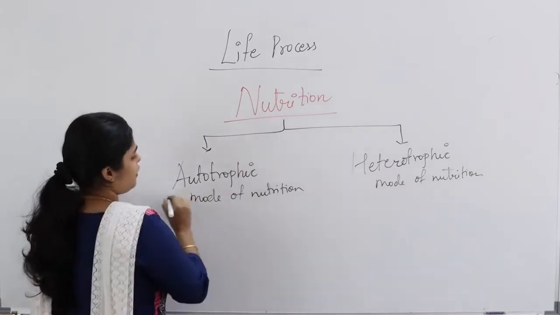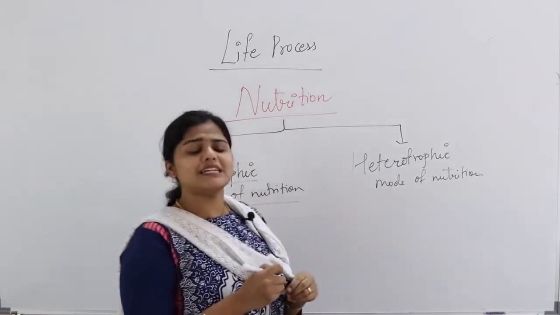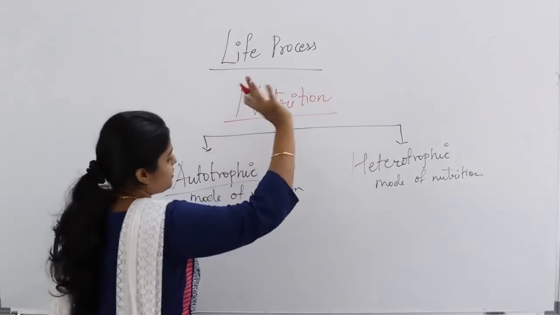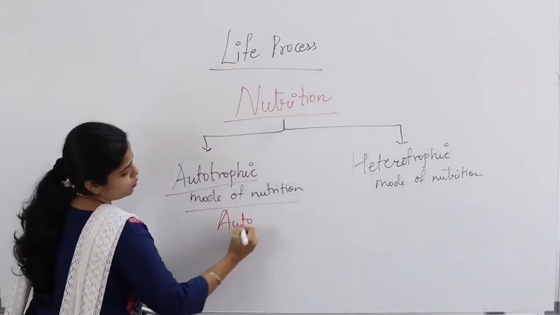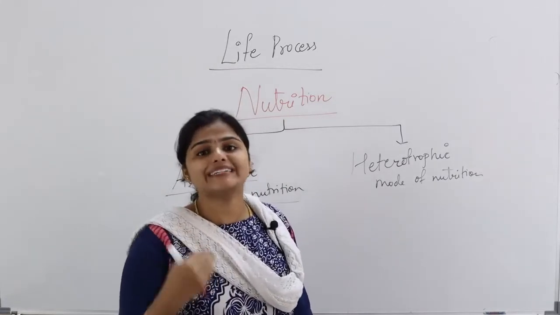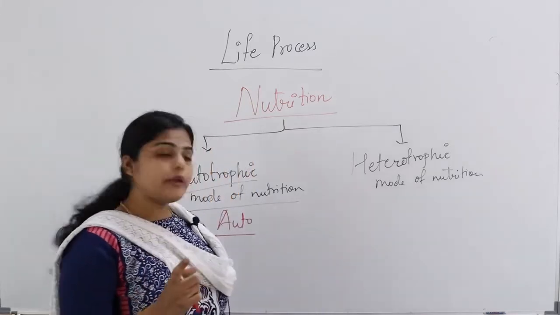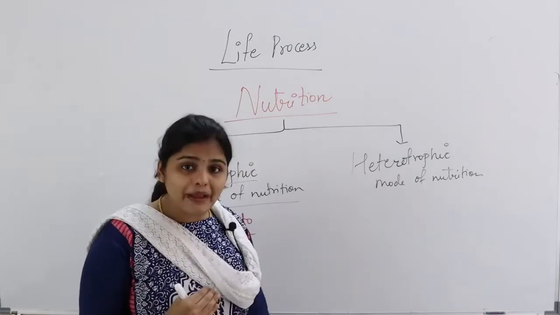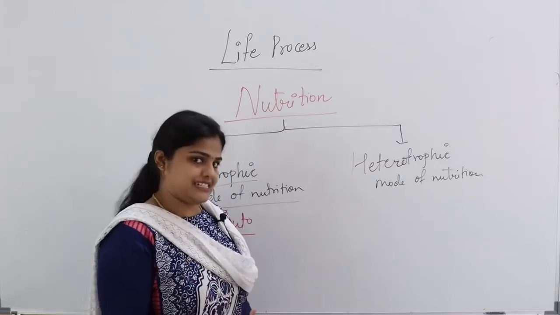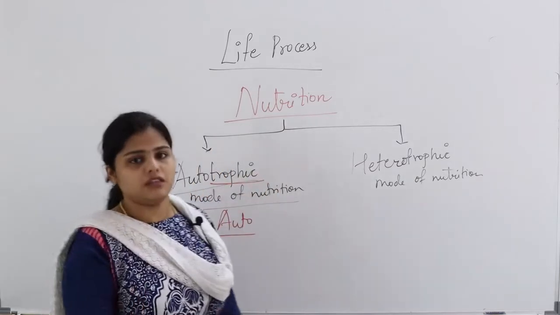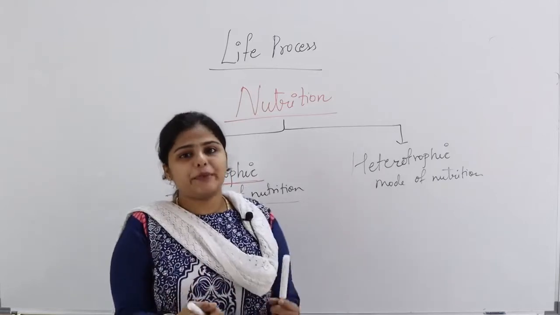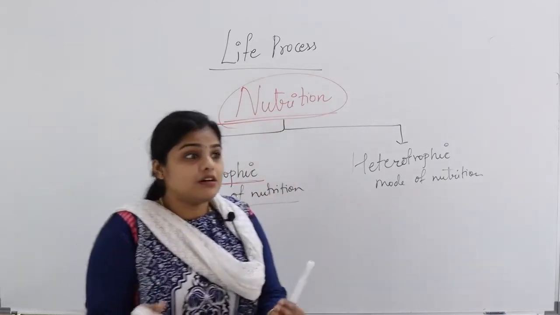I'll just explain to you the definition: what is autotrophic mode of nutrition? Just see the word, that is auto. Auto means something happening in the body automatically. Auto means the process which happens automatically in the body. So auto means apne aap, or self, I will say. And tropic is preparation. So what is autotrophic? That is self preparation. Now what is self preparation? What you are preparing? In nutrition, you are going to read about food.